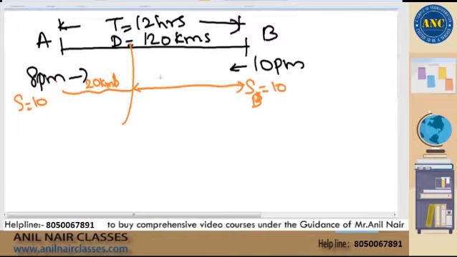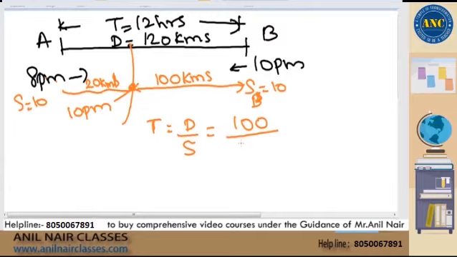Out of 120, 20 is over. Remaining 100 kilometers by both. This is the point of 10 p.m. Right? Speed is distance by time. Time is distance by speed. Distance is 100. Speed is nothing but relative speed. Opposite, so 10 plus 10, 20. 100 by 20 is 5 hours.